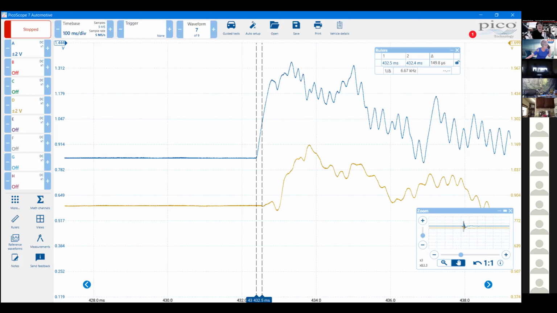I put one at one end of the control arm. I take the other one and put it at the other end of the control arm. And I don't look for how harsh the noise is. I look to see who saw it first. This accelerometer right here saw the noise 149, so around 150 microseconds before this, which means this accelerometer is closer to the noise production than this one.